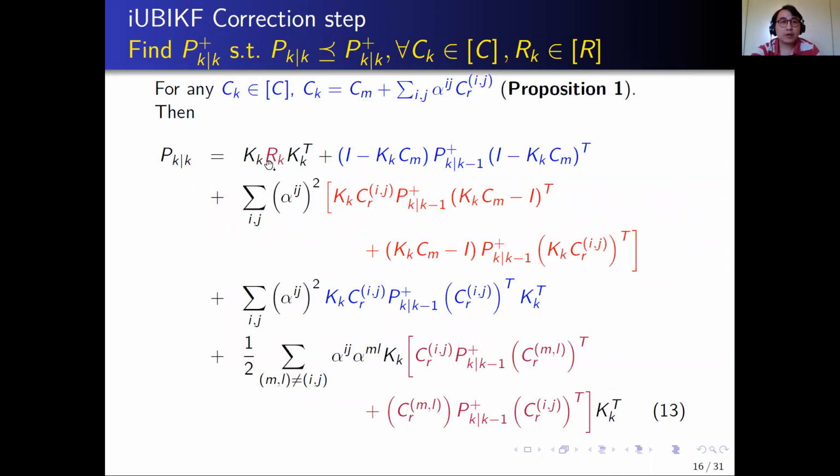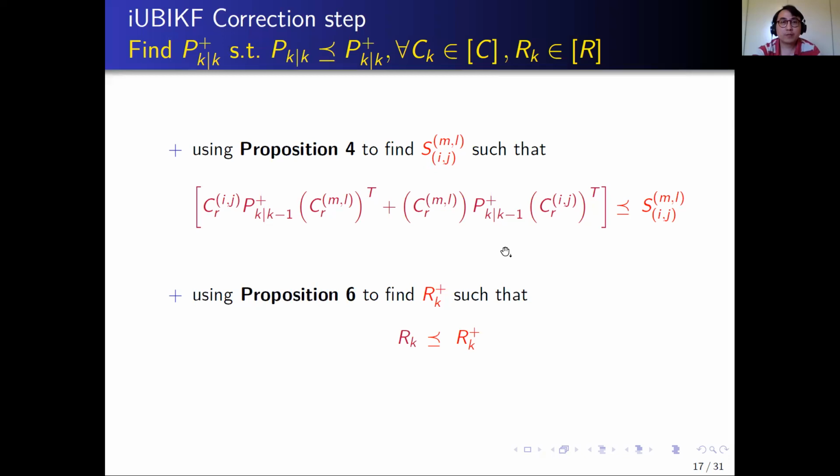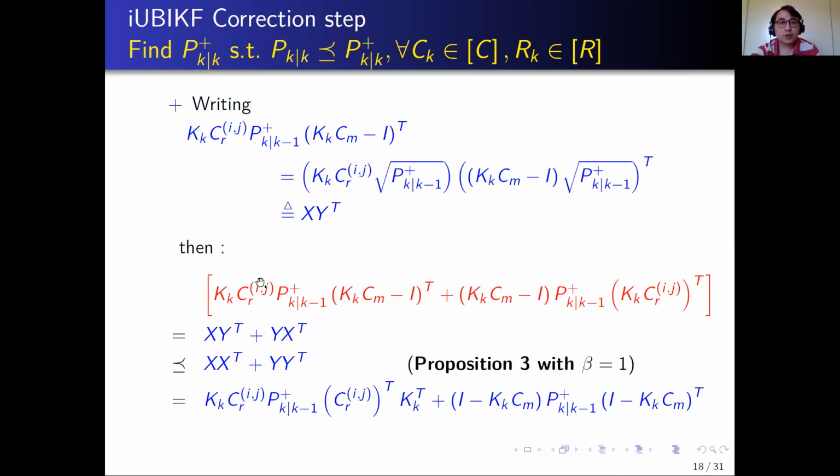So finally, this term is upper bounded by a similar form with the coefficient 1, and then the bracket in red will be upper bounded as follows. The first term of the bracket is rewritten in the form of XY transpose as here. And the second term is the transpose of the first term. So we use proposition 3 with beta equal to 1 to get this kind of upper bound, XX transpose plus YY transpose.